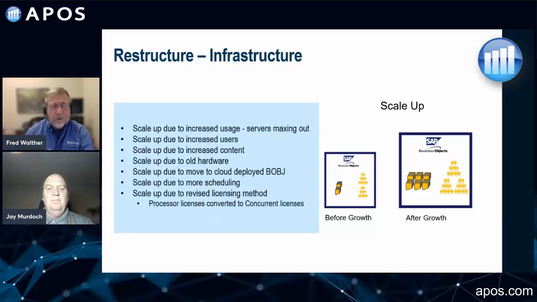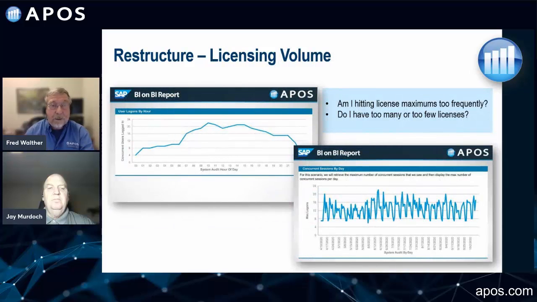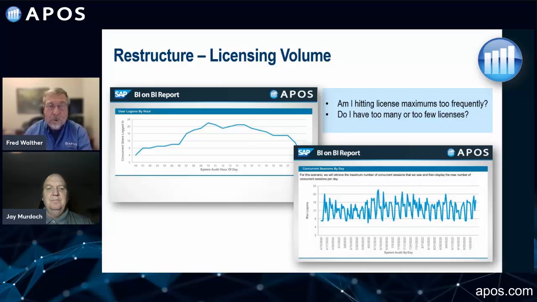So, being able to analyze the data effectively and determine whether we are scaling down or scaling up, and make those decisions with some real data rather than simply a gut feeling about this. We want to look at things like licensing volume. Are we hitting our license maximums too frequently? Do I have too many or maybe too few licenses? And we can adjust that and use what we have much more effectively once we have that deep system knowledge.